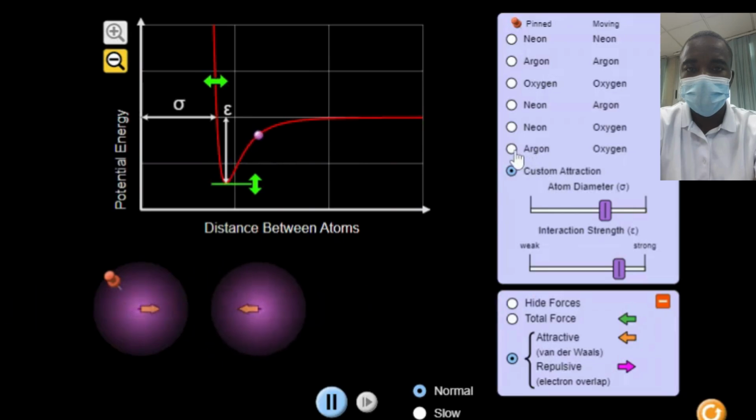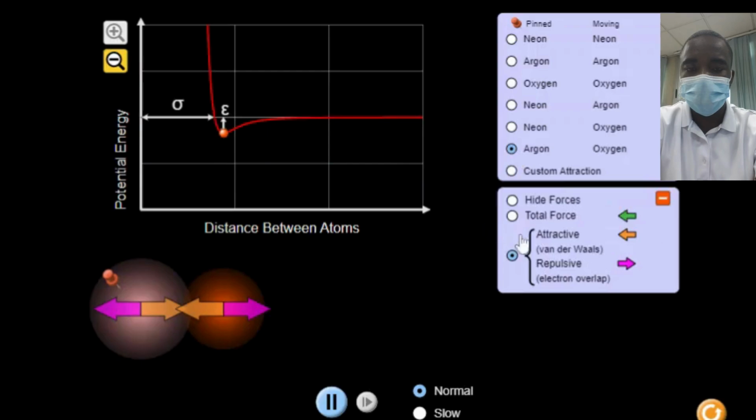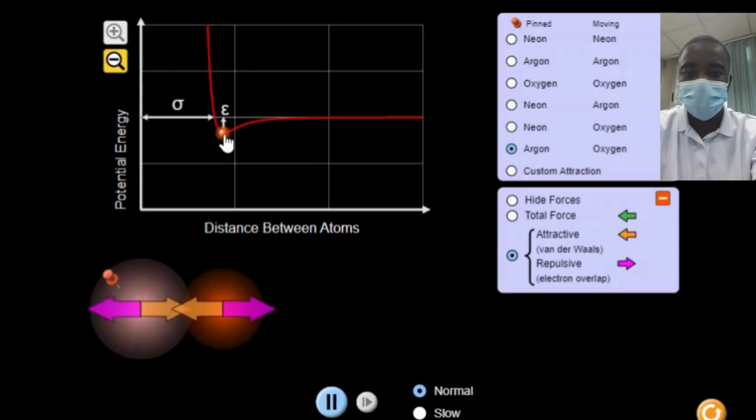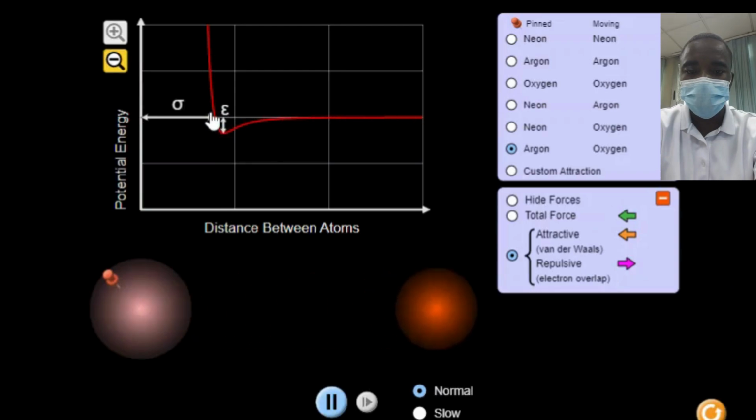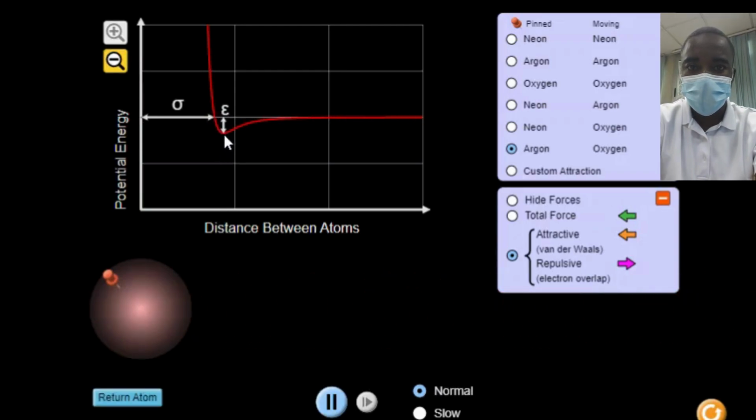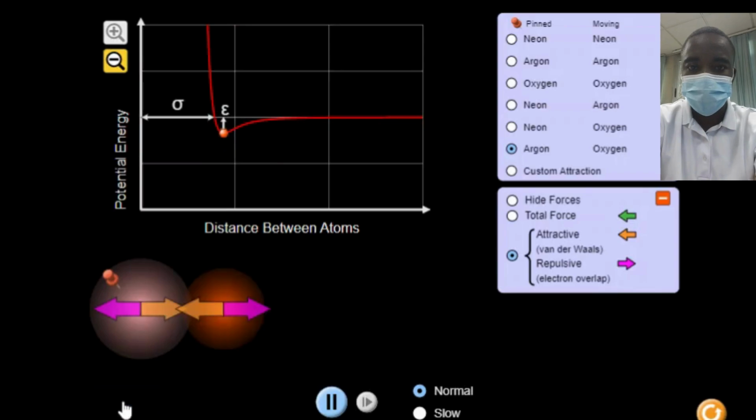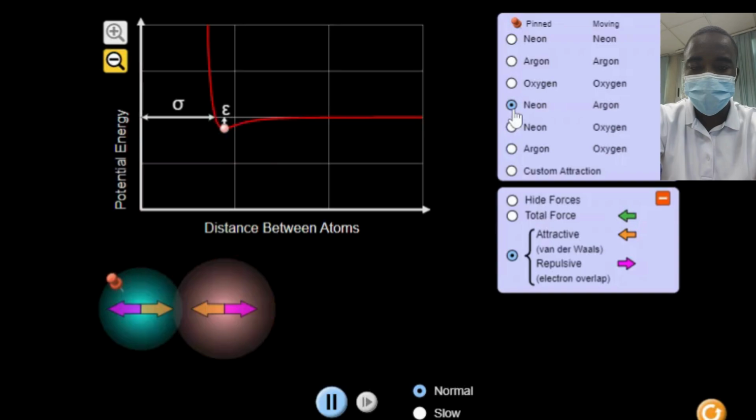The atomic interaction simulation provides a hands-on approach to exploring the principles of interatomic forces. By adjusting the parameters of the Lennard-Jones potential and observing the resulting changes in the potential energy graph and the behavior of the atoms, students can understand key concepts such as balance of forces, Lennard-Jones potential, and potential energy graph.